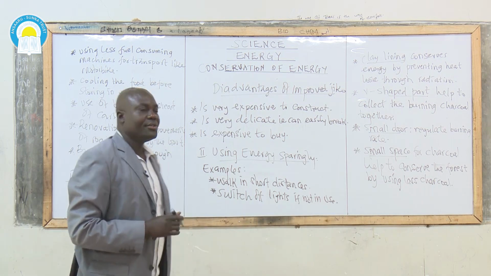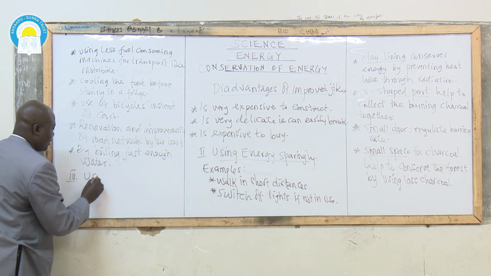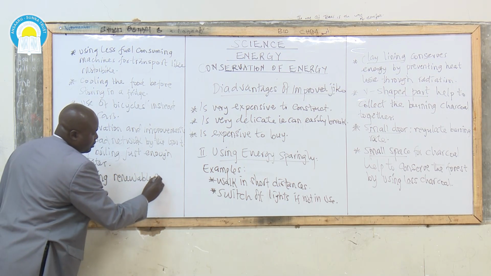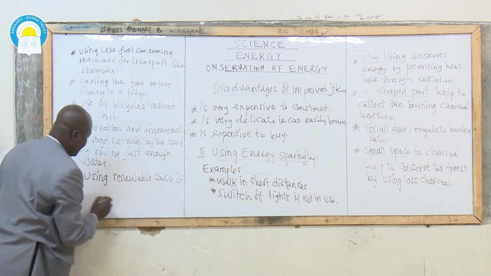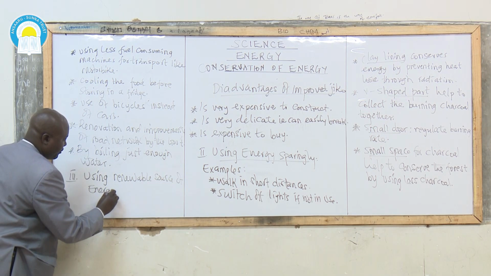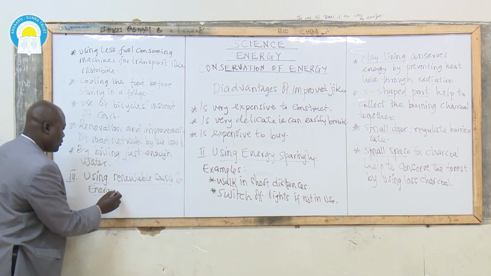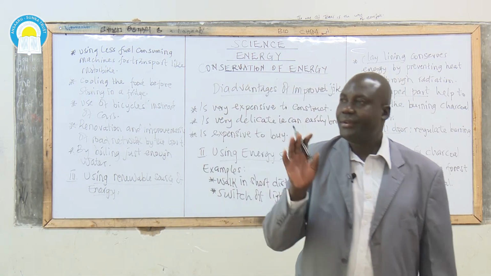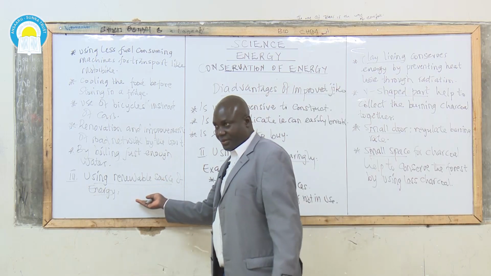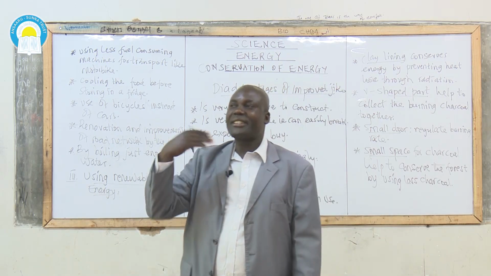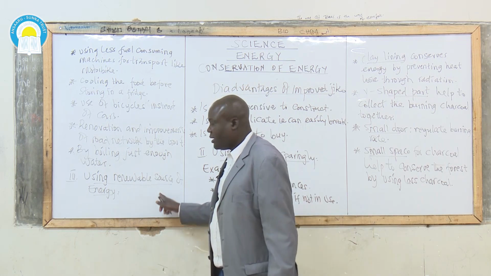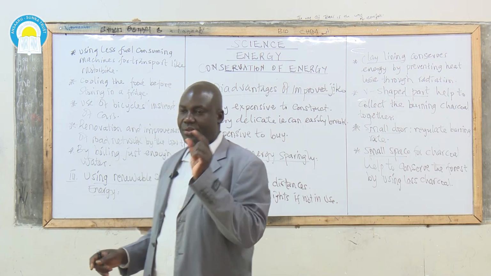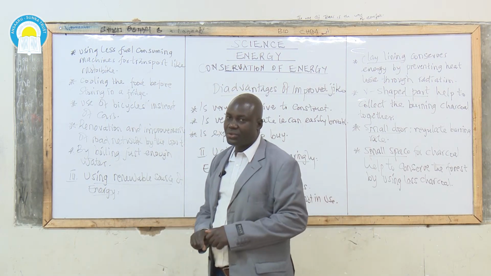We are going to Roman 3, which is another way of conserving energy: using renewable sources of energy. When you talk of renewable, it means the type of energy you use that can be renewed, reused, or recycled. That's what you call renewable. This can also be called using non-exhaustible sources of energy.